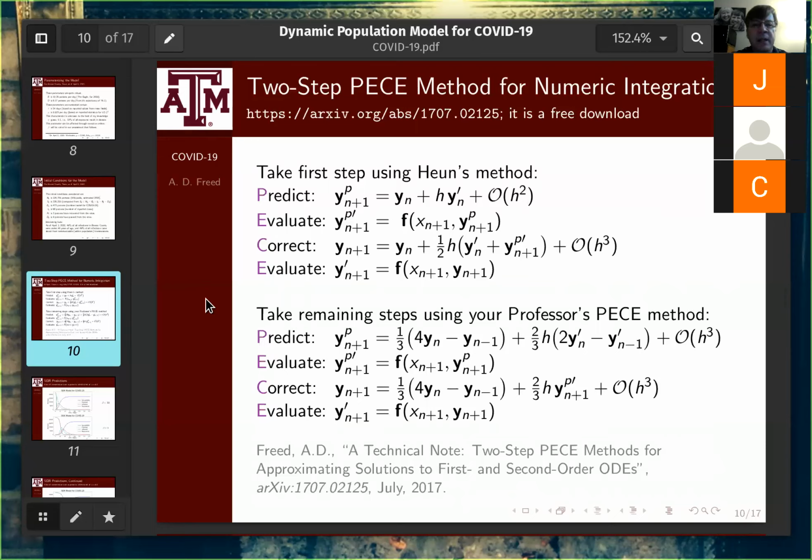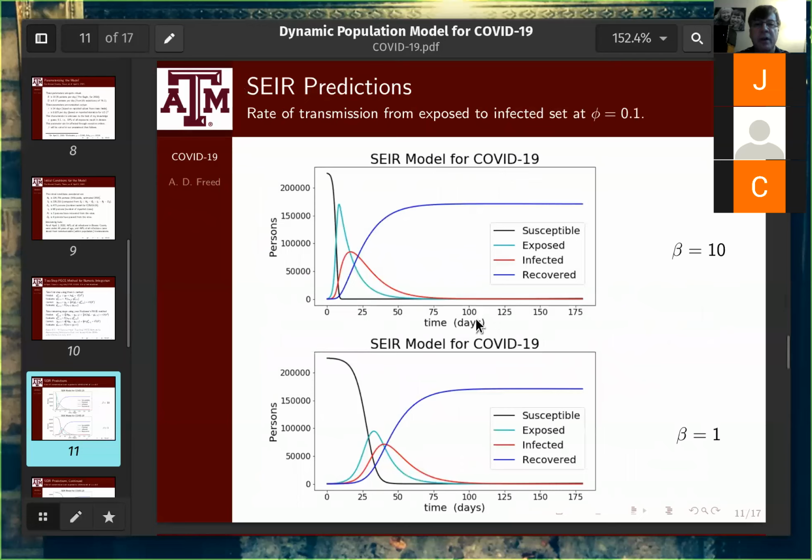I used the two-step predictor-corrector method that we talked about in a prior lecture to do the numerical integration. So that's available, but that's the one I chose to use. Now here's a set of 6 predictions that come out of the model.